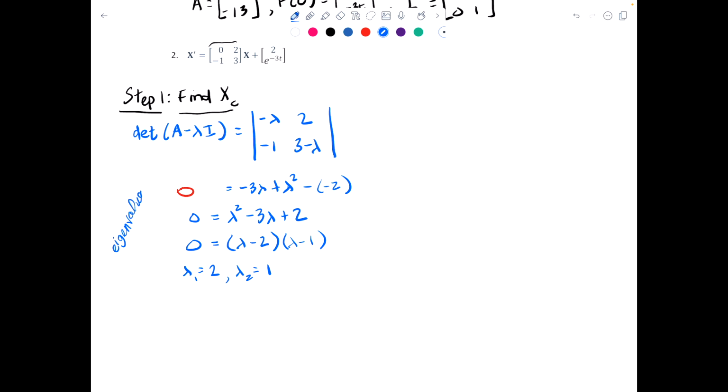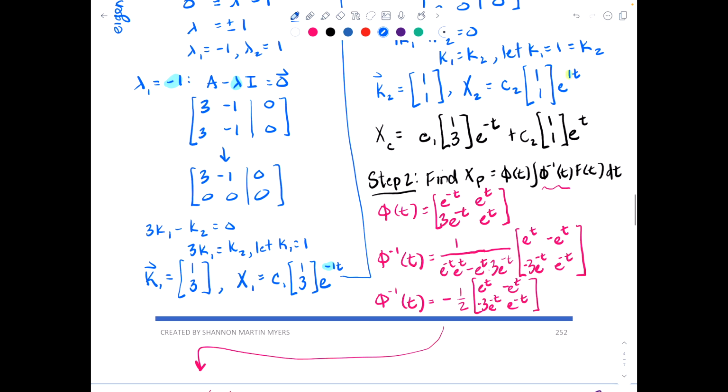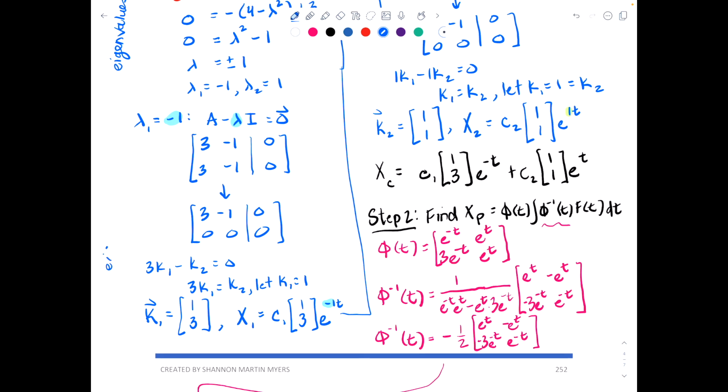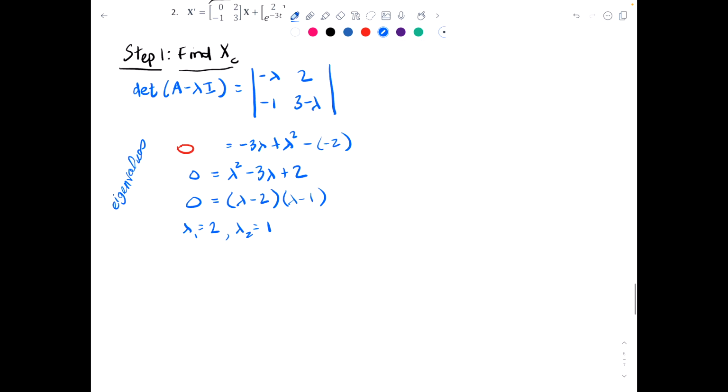Then eigenvectors. Did I write that? Eigenvalues, all of this other stuff were eigenvectors. Alrighty, so eigenvectors, we need to find for lambda 1 equal to 2. We need to find A minus lambda I times the vector equal to the 0 vector.